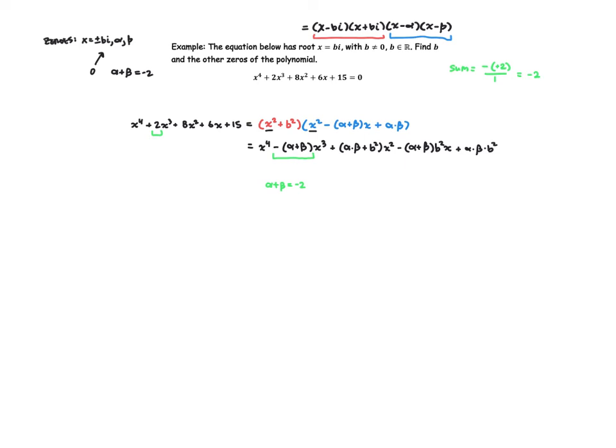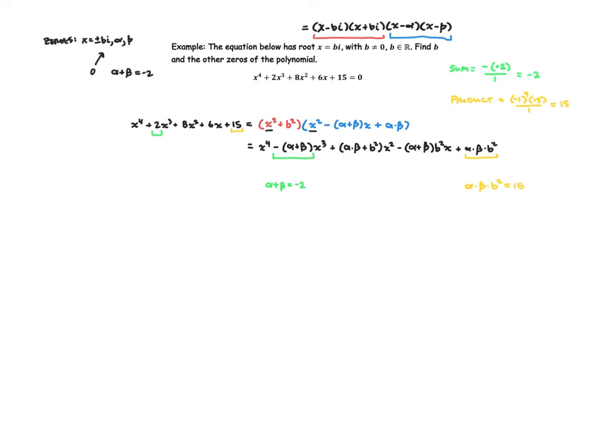Okay, let's see if we can find the product of the roots. So the product of the roots will be negative 1 to the degree of the polynomial times the constant, which is 15, all over the leading coefficient, which is 1. Okay, so I'm seeing a 15 here. I'm going to set that equal to the product, or the coefficient there, the constant. So let's look at this and see how that comes to be.